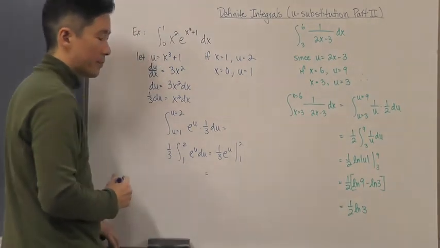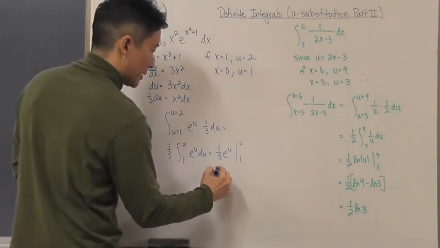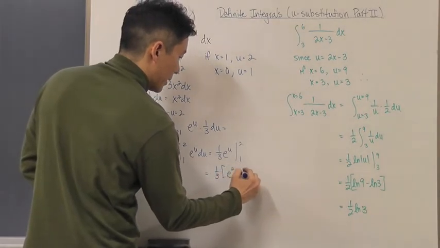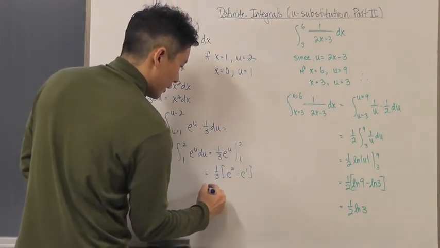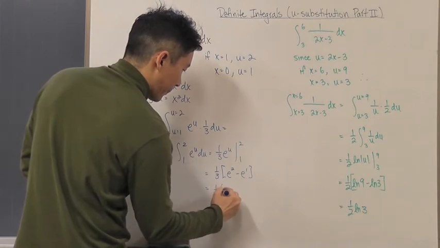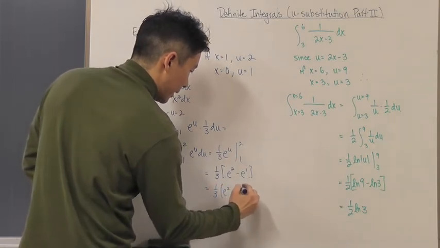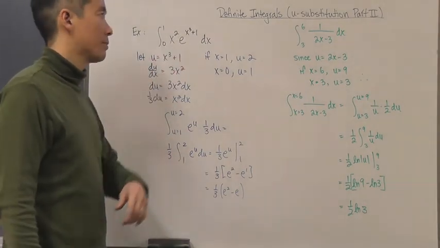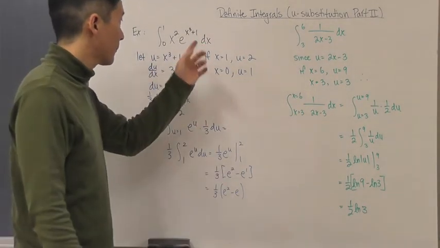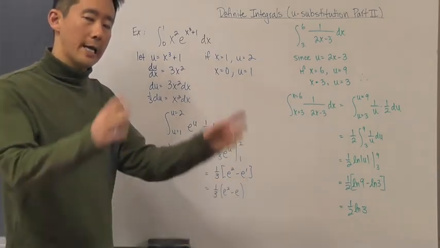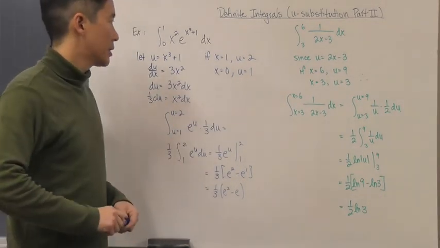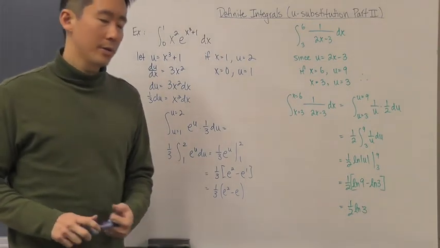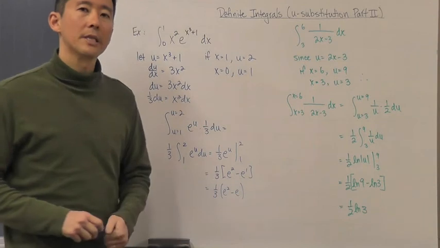So therefore I can now use my fundamental theorem of calculus to say that this is 1/3 times e to the second minus e to the first. Okay, so there you go. 1/3 times e squared minus e. And you come up with your answer for this particular definite integral using u-substitution and changing the limits of integration to u values so that you can just go ahead and evaluate using the fundamental theorem of calculus in just one step.